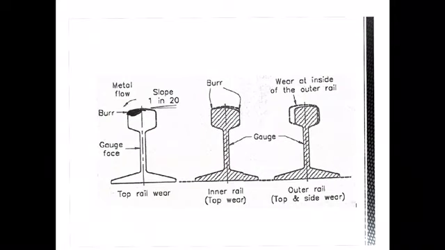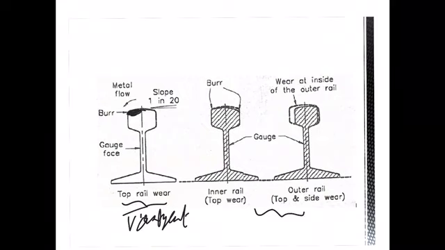Whatever burr forms gets later chipped off by the moving wheel flange. So why is rail wear occurring? This picture shows where rail wear occurs. The first picture shows the vertical wear on tangent tracks, on the straight stretch, and the other two diagrams show how the rail wears on the curves.